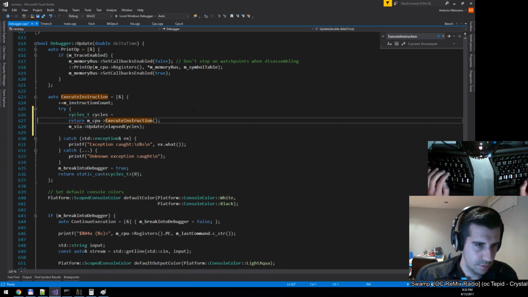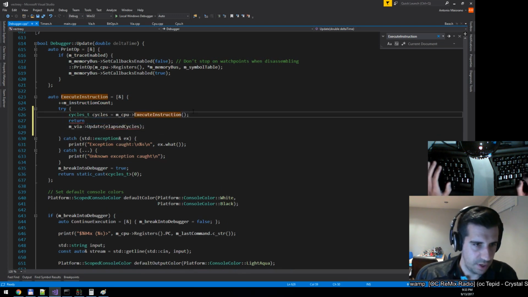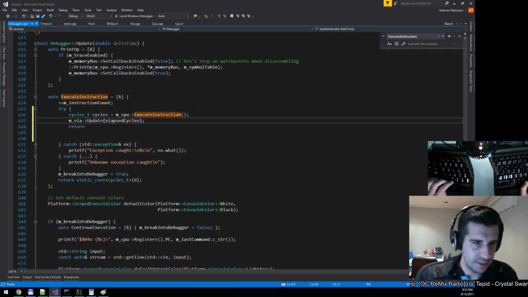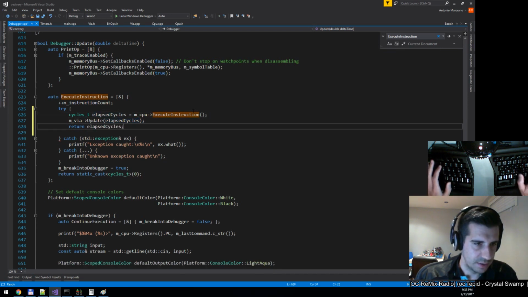So execute here, then update, here I'll put elapsed cycles like I had done before, and then return the elapsed cycles.